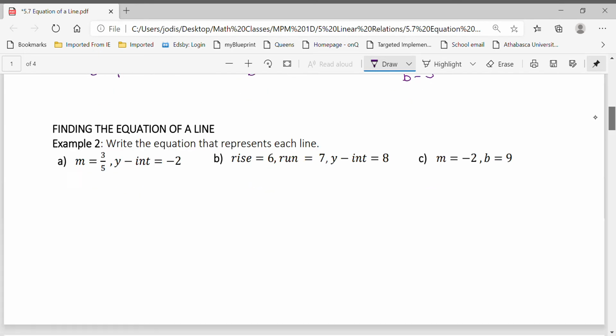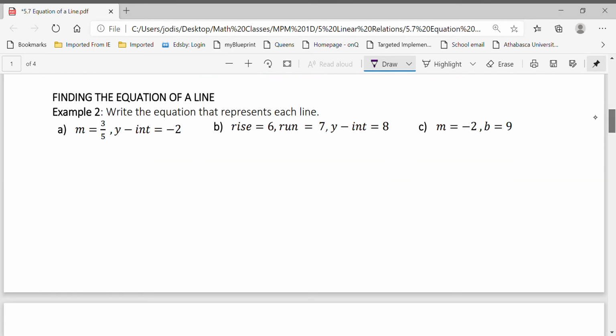So next we want to be able to write the equation of a line if we're given some information. So here they gave us the slope is 3 over 5 and our y-intercept is negative 2. Well, we know it's y equals mx plus b, so we're just going to sub in the values they gave us. So they said that m was 3 over 5, keep the x, plus negative 2. So instead of writing plus negative 2, we could just put minus 2.